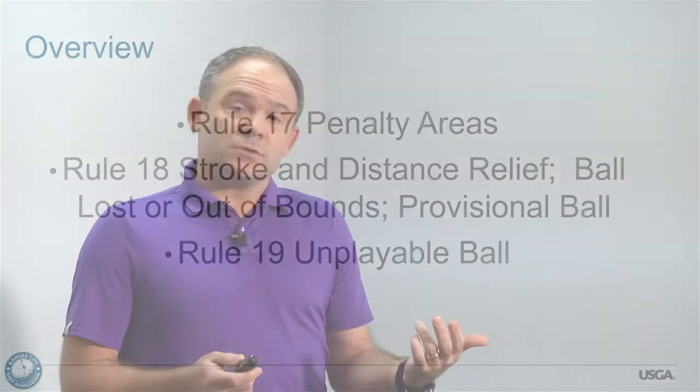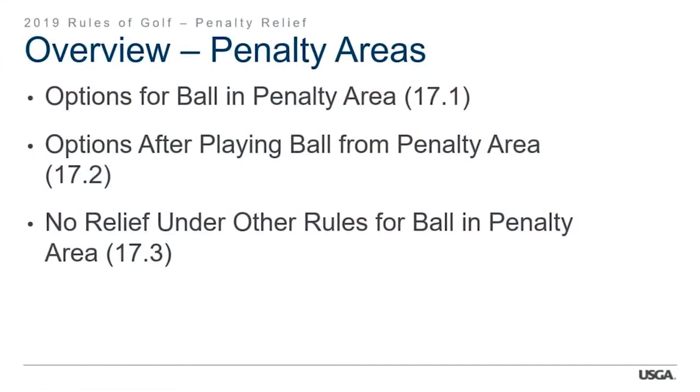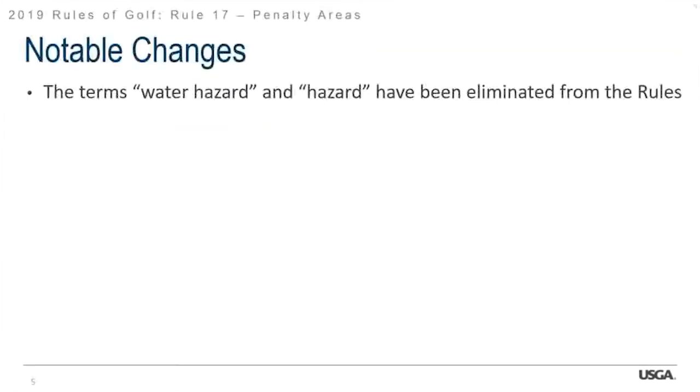When we get into these rules, you will see there's not much change to them, a couple of tweaks here and there with the new rules. They are subtle, but there are a few of them in there to talk about. So starting with Rule 17, it's been divided up into 3 different subdivisions: options for what we can do with our balls in the penalty area, what we can do after we've played a ball from the penalty area, and then a quick discussion about some options that we cannot do under other rules when our ball is in a penalty area. Some of the notable changes for the new rules: the term water hazard and hazard has gone away.